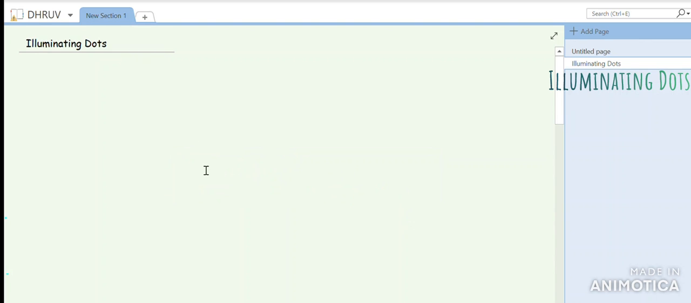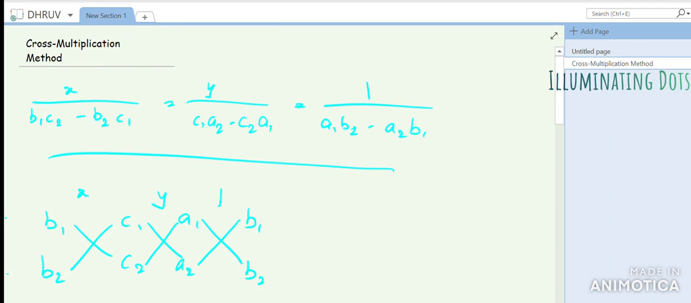Now, let us move to the cross multiplication method. So what is the cross multiplication method? The definition for this is a little bit complicated, so I will just tell you how we will do it. For the cross multiplication method, you have to use a formula. So the formula is this part here.